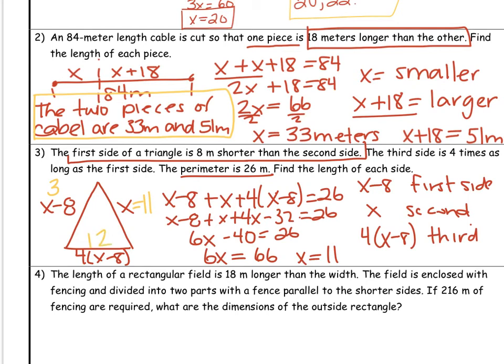So go back and check. 11 plus 12 is 23, plus 3 is 26. I don't have room in here to write it, but your answer should say the 3 sides of the triangle are 3 meters, 11 meters, and 12 meters. So again, you can pause to check and do problem 4 if you haven't done it already.